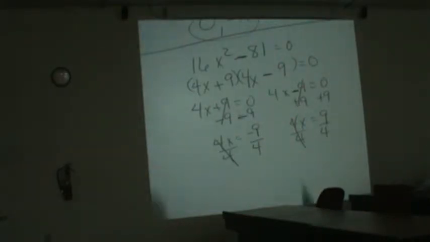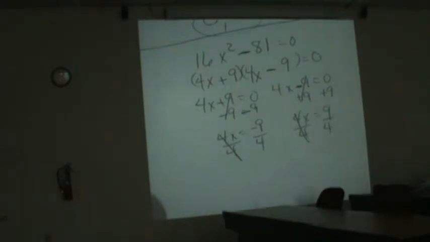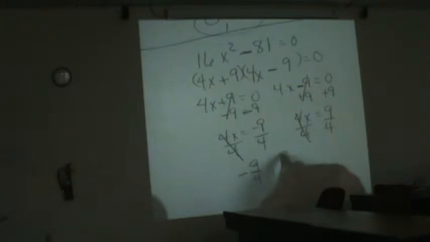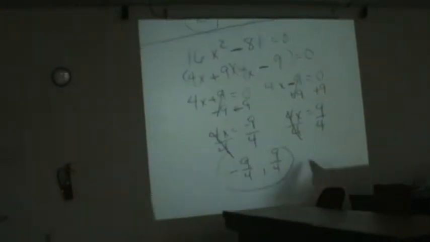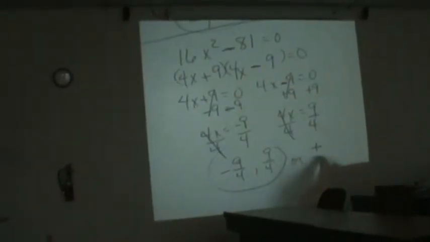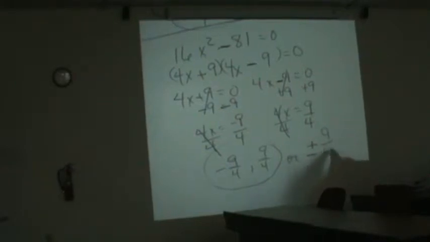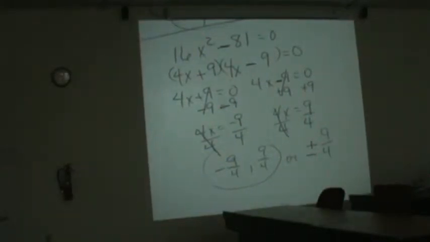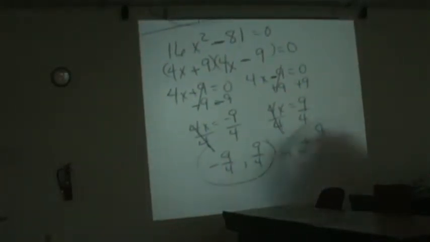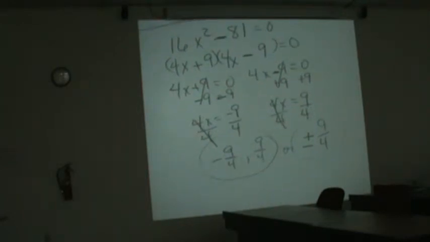Okay. So your answers will be a positive and negative of the same thing. You can either write both of them. You can do it like that, or you could put a positive and negative of 9/4. It doesn't matter. You can say it like that if you'd like to. Just saves on the writing.